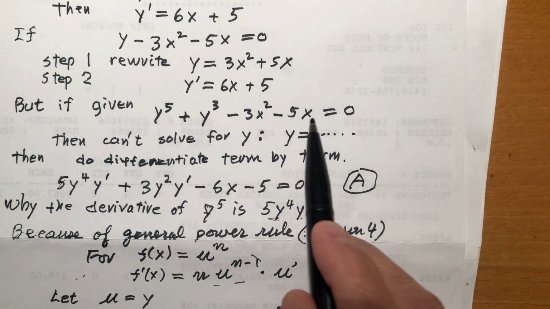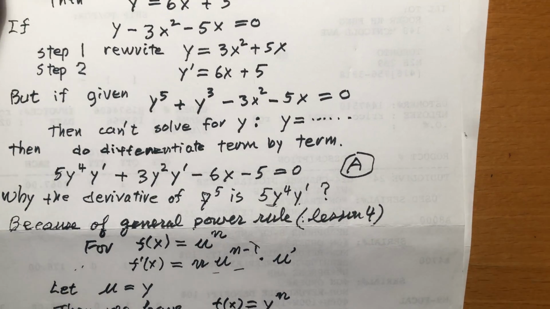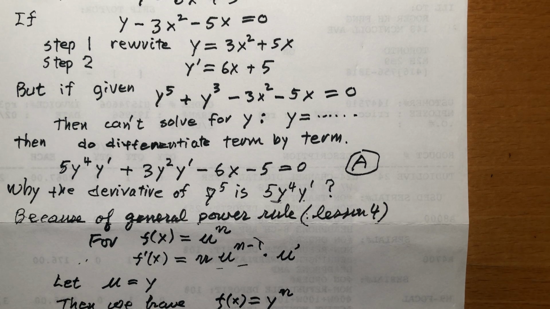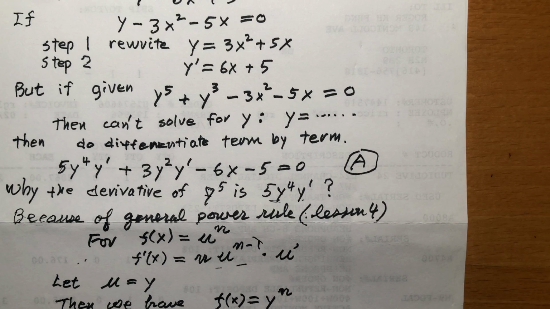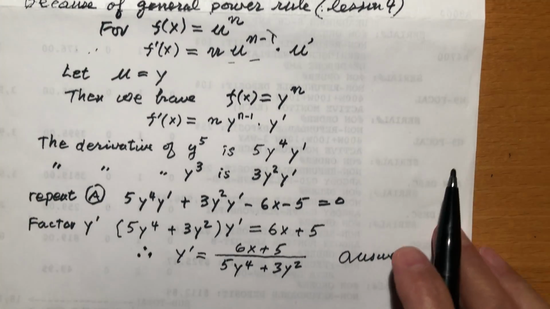This function, this given function, because we cannot solve for y, we cannot find the y on the left-hand side or the x on the right-hand side. We cannot do this. Then we just do term by term, find the derivative, term by term, and we get this result.